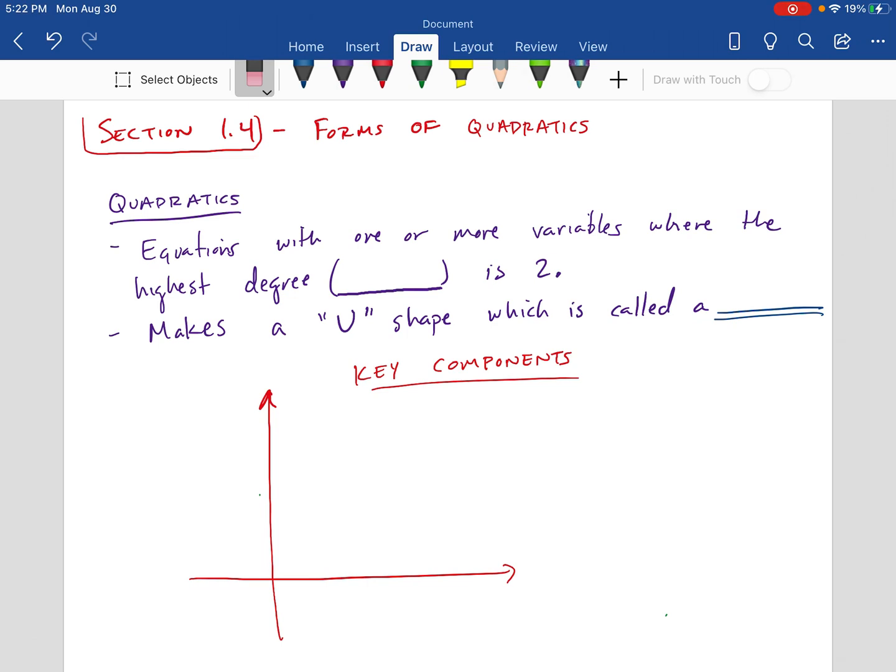Okay, so first we need to define what a quadratic is. Quadratic equations are equations with one or more variables where the highest degree is 2. Now a degree is just an exponent. So your highest exponent in that equation is going to be 2. So you're going to have x squared in your equations. Another thing is that it makes a U shape, which is called a parabola. So it's either going to go up or down when you see a graph.